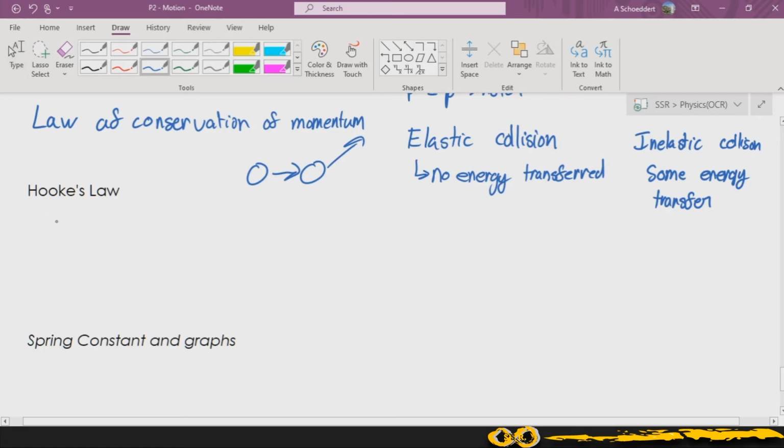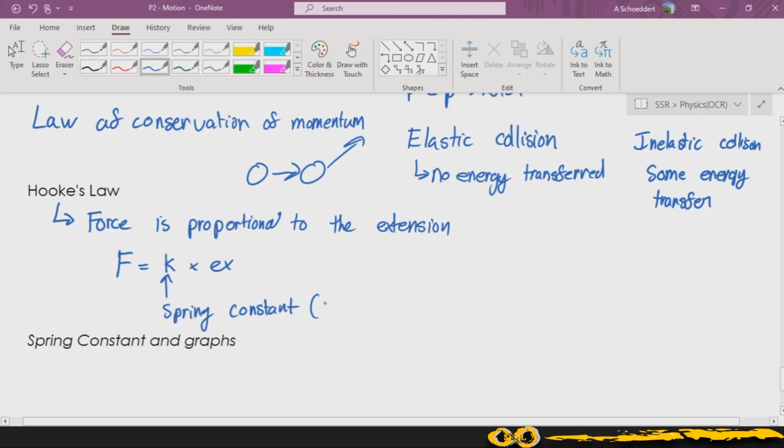Hooke's law. Hooke's law is all about stretching springs, and it says that the force you put into a spring is proportional to the extension. Or that F is equal to k multiplied by the extension. k in this case is the spring constant, which is a measure of how difficult it is to stretch that spring. It is usually measured in newtons per meter, which means that the extension itself needs to be measured in meters, and the force, of course, is always measured in newtons.